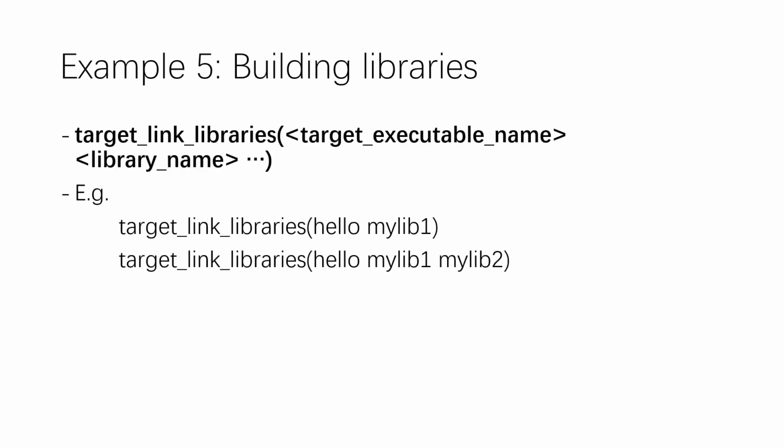Now we have built the libraries, but we still need to link the libraries to the executable files. We can use this command, target_link_libraries. The first argument is the name of the executable file. The second is the name of the libraries to be linked. Let's see the examples. In the first command, we will link the library mylib1 to the executable file hello. In the second command, we will link the two libraries mylib1 and mylib2 to the executable file hello.